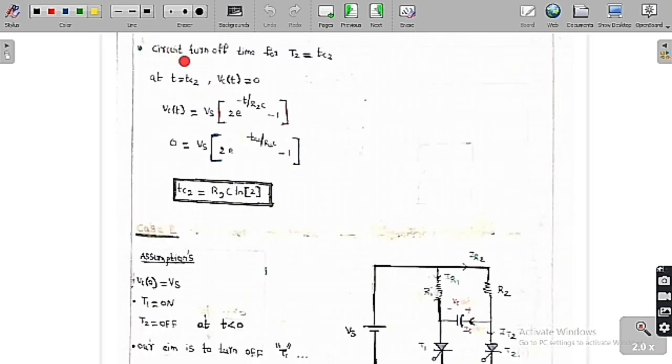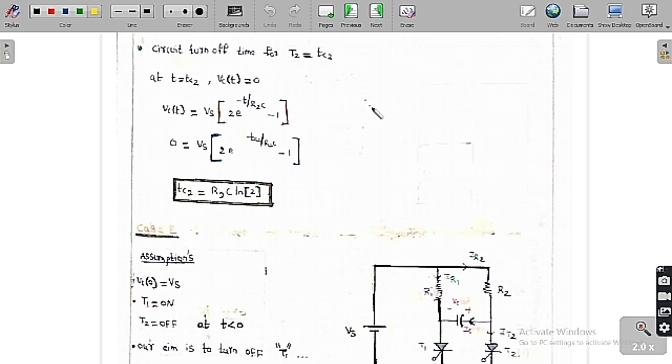Now if you want to find the circuit turn off time for thyristor T2, it means the time for which the reverse voltage appears across the thyristor T2. Let me assume this is TC2. TC2 is the circuit turn off time for thyristor T2, which is the time for which the reverse voltage appears across the thyristor T2. Because Vc of t is negative, it is a reverse polarity across the thyristor. It goes on decreasing in magnitude, so from a negative value it goes on increasing in the positive direction, and finally it is going to become 0. After that it will be positive.